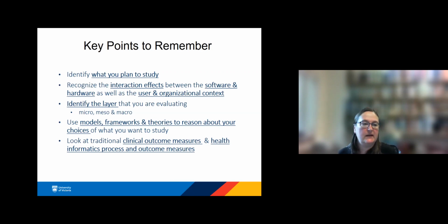You also need to understand the user's context. So if it's a patient, what's going on in their environment, in their setting? What's it like at home? What's it like out in the community? What's it like at work? You need to understand the organizational context where health professionals work, what kinds of devices they have available, what kinds of technology supports they have available, and how they interact with their patients.